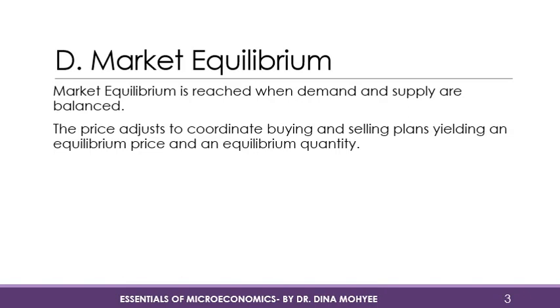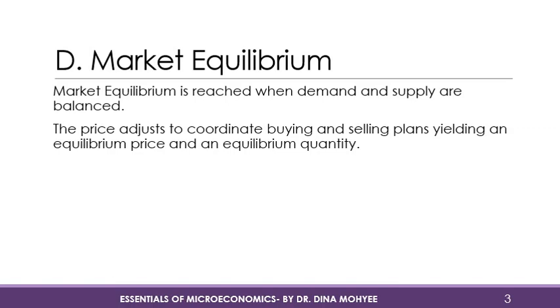Now, first let's see how the prices are determined in the market and what quantities are traded. We can find that both forces of supply and demand interact together to determine the price and quantity of a good. The price adjusts to coordinate the buying and selling plans of consumers and producers, and here we reach what we call market equilibrium. So, what do we mean by market equilibrium?